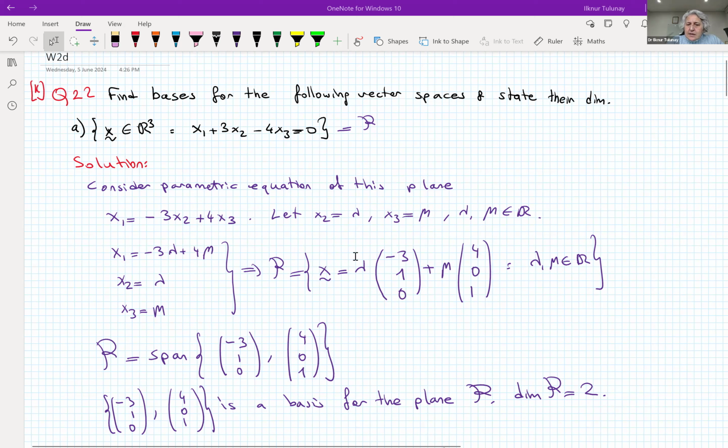And if we look at this as a set, we realize that P is the span of these two vectors, and they are linearly independent. That means you have two vectors which span your whole subspace, and they are linearly independent. They are the basis of your space. And the dimension is just 2 because you have two basis elements. So the dimension of any vector space is the number of elements in your basis.